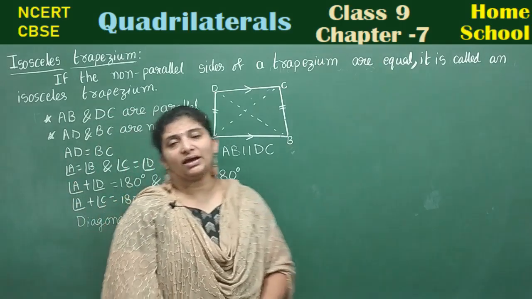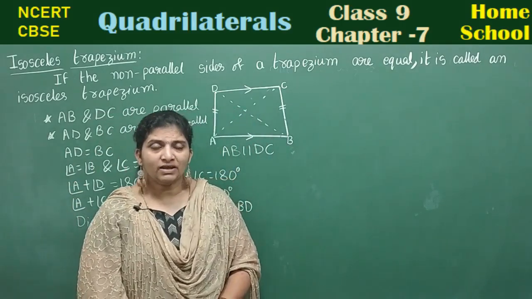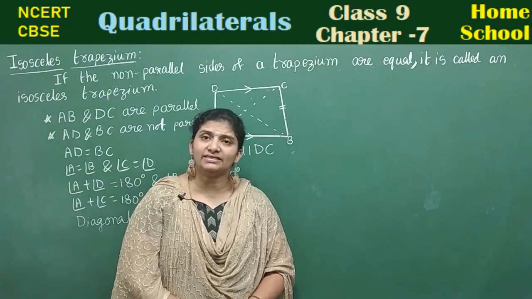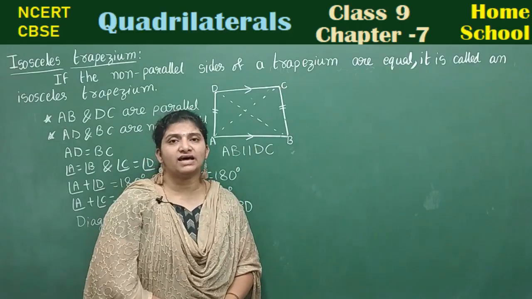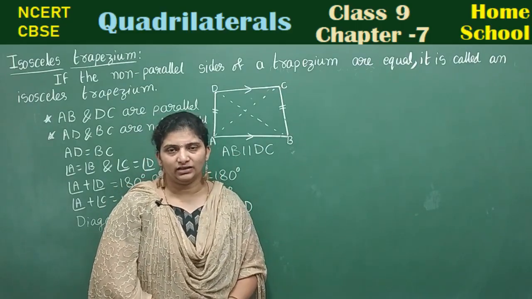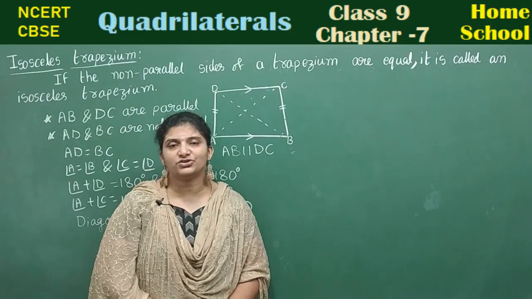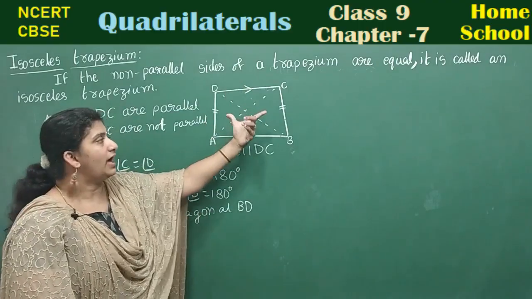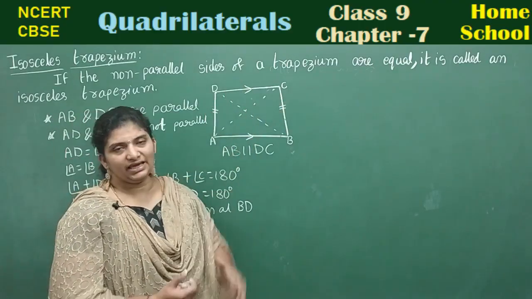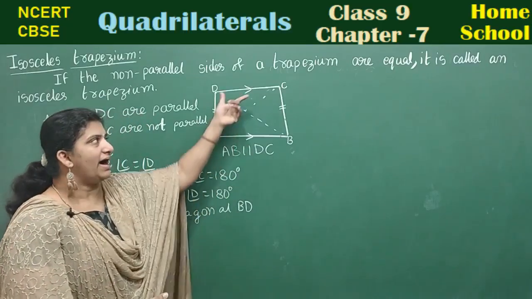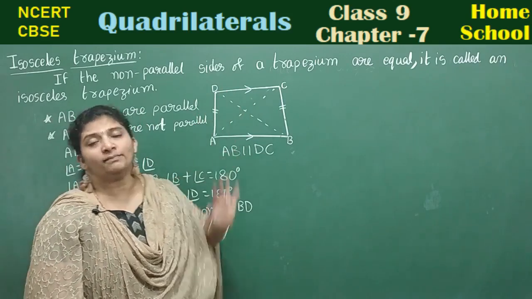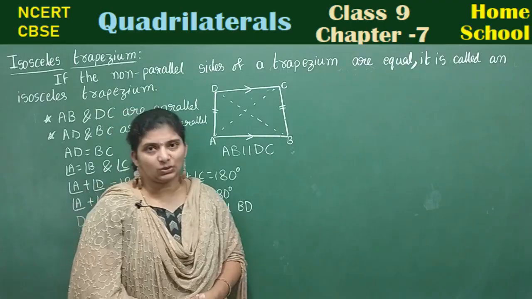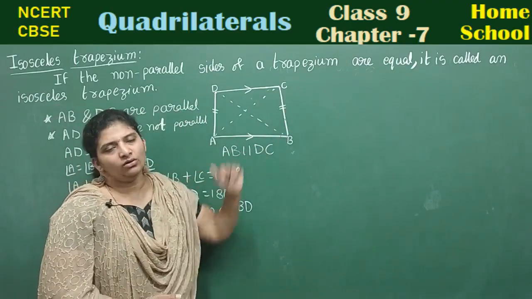So once again, let's have a recap here. What is an isosceles trapezium? One pair of sides is parallel and the non-parallel sides are equal in length. If the non-parallel sides of a trapezium are equal, then we call it an isosceles trapezium. One pair will be parallel, we know, and the non-parallel sides are equal in length. AB is parallel to DC and AD is not parallel to BC. AC and BD are the diagonals. Diagonals are equal. AD is equal to BC.